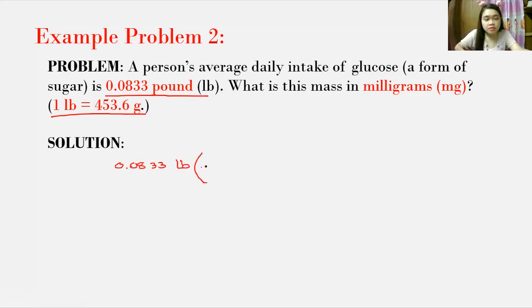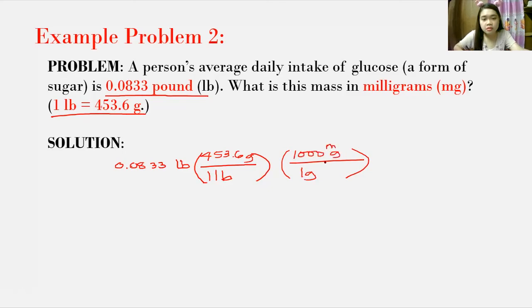Then we use the conversion factor that we are given. So for 1 pound, we have 453.6 grams. And then in terms of milligrams, we know that 1 gram is equal to 1,000 milligrams. So we just need to multiply it. So that's milligram. Then the units will be cancelled. Then calculating for the result.